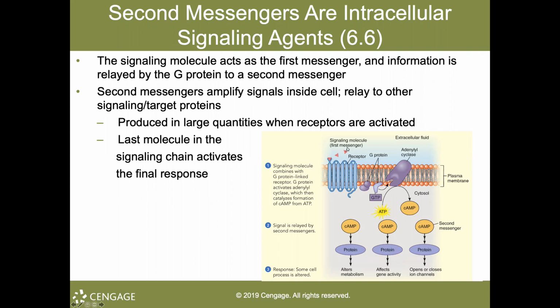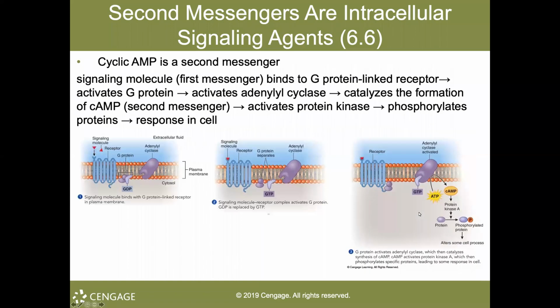So we talked about the first messenger, that's the ligand that binds the receptor and causes the conformational change. But we're more interested in focusing on these second messengers. So what happens in that particular portion of the signal transduction pathway? Again, cyclic AMP is a second messenger, and we'll go over the pathway more slowly for this.